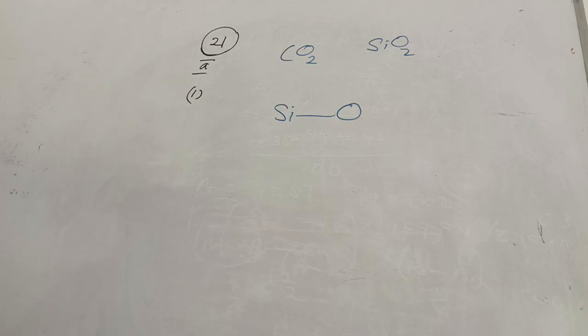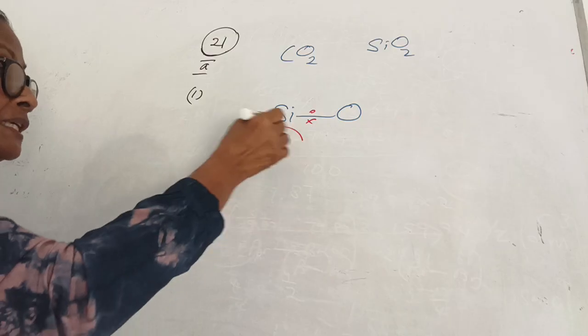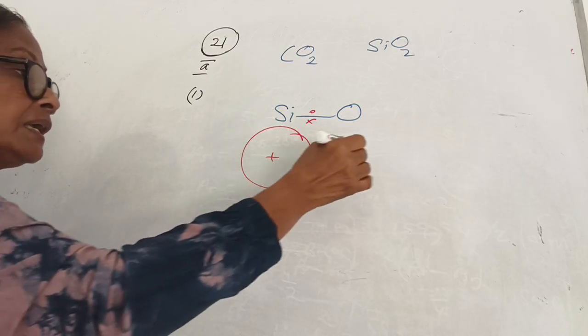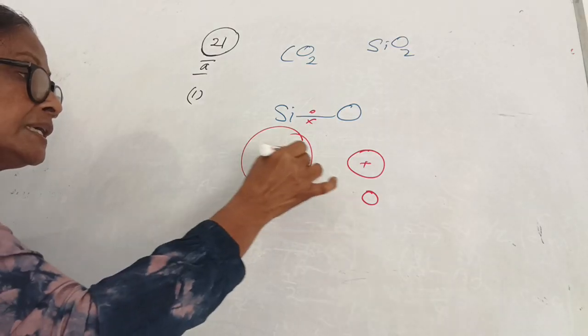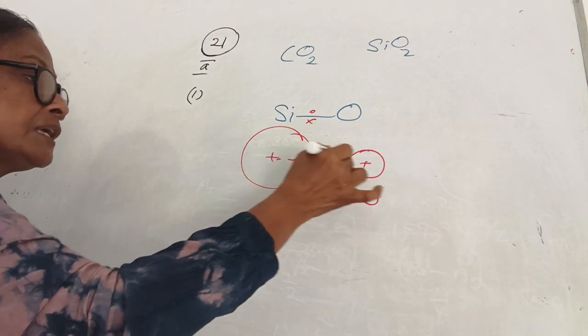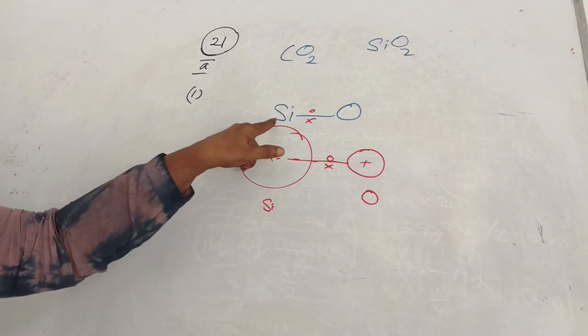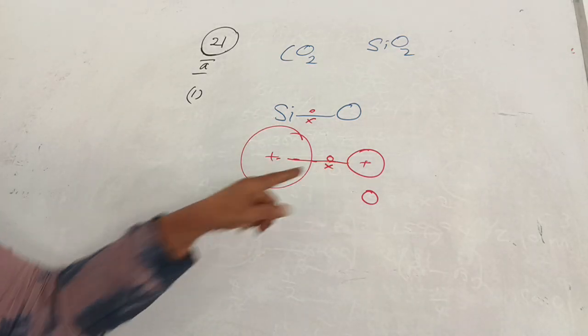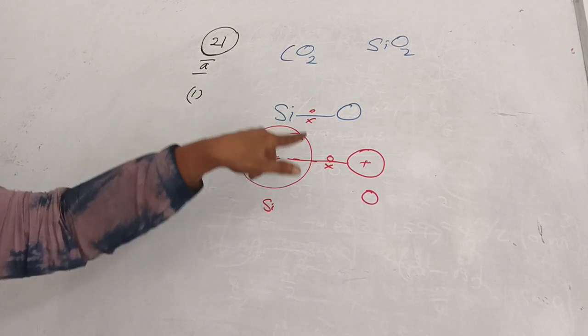So there should be strong electrostatic forces of attraction between a shared pair of electrons and two nuclei. The silicon is the bigger atom and the oxygen is the smaller one. In the oxygen-silicon bond, there is a shared pair of electrons, with strong electrostatic forces of attraction between the two nuclei and a shared pair of electrons. That is the answer to the point.